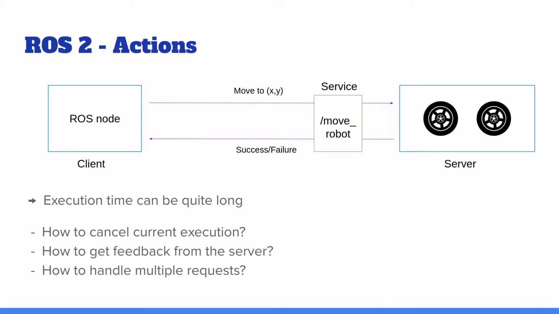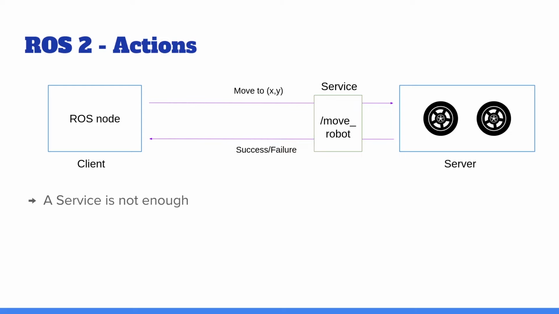So if we come back to our example here, then you can see that a simple service is not enough. On top of that, we would need to implement some other services, for example, one to cancel the request, and also implement some topics to send the feedback to the client, etc. And well, the good news is all those problems are solved by using ROS actions.